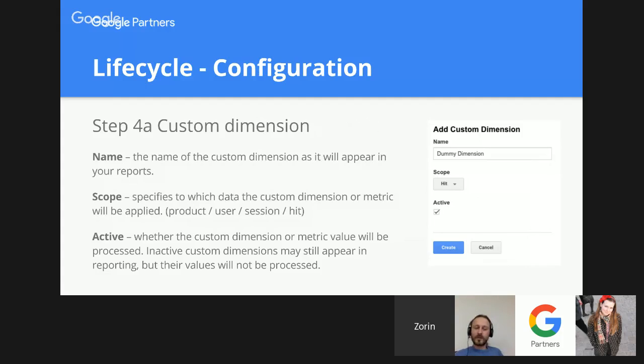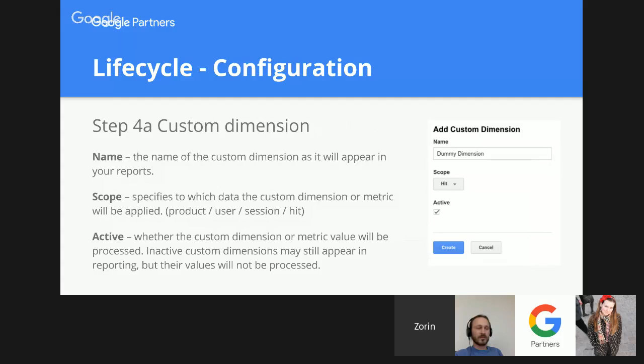The scope for dimensions can be product scope, user scope, session scope, and hit scope. So this is just for you to remember now. We will go through each of the scopes in the following slides. And one other thing, when you create a dimension, this dimension cannot be deleted. It can only be activated or reactivated, or made, let's say, passive, a non-active custom dimension.